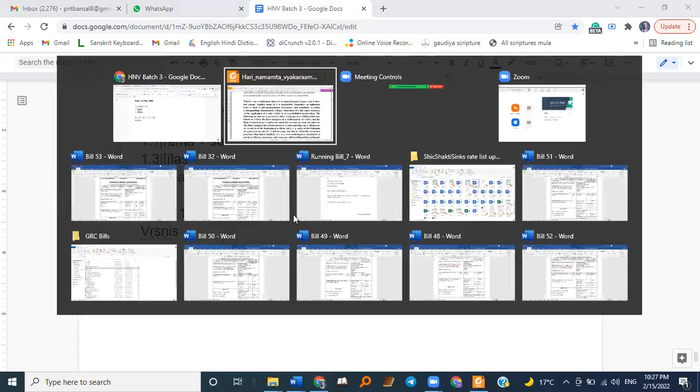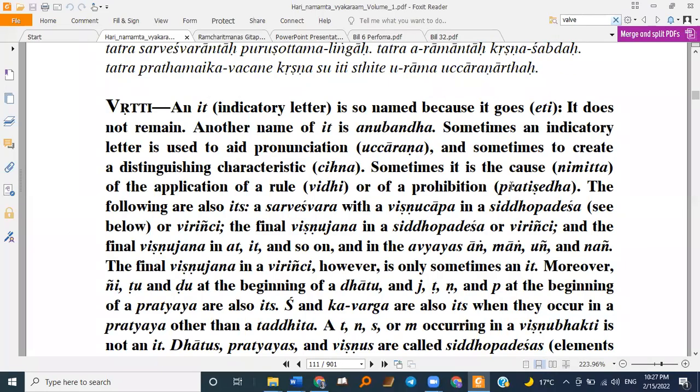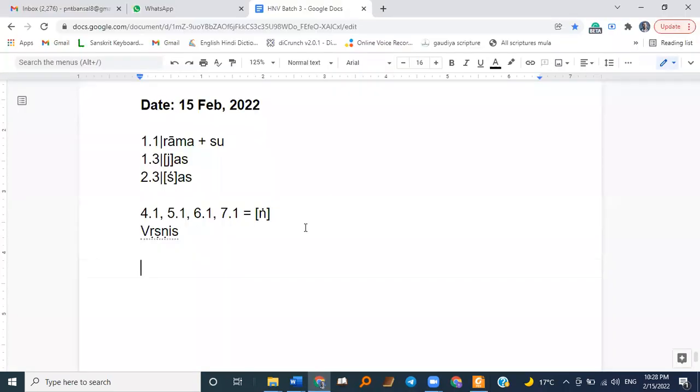So the indicator letters become the nimitta, the cause for a particular vidhi to be applied. These are the three usages of the indicator letters. In English we call them indicatory letters. In Sanskrit we call them either it, or anubandha. Two names, it or anubandha.